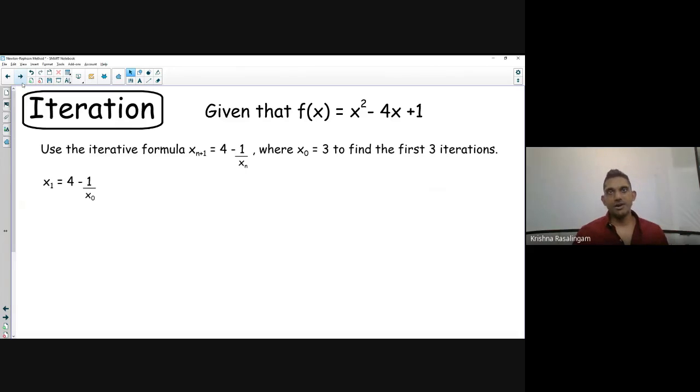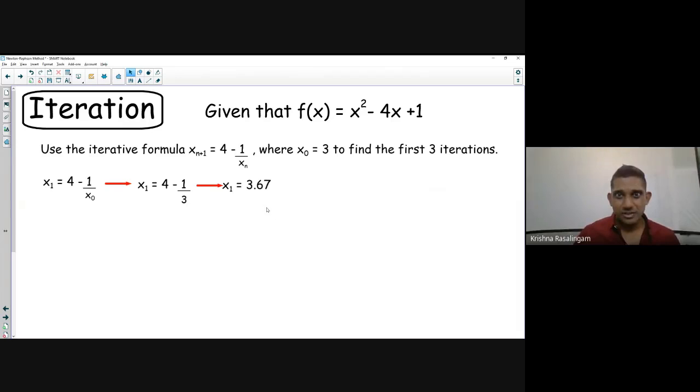Now, remember, I always describe this as if xn is today, what is xn plus 1? That's right, tomorrow. And if xn plus 1 is today, what was xn? Yesterday. So I'm going to sub in, when n is 0, I'm going to get this value. Yeah, because 0 plus 1 gives us x1. So x1 is 4 minus 1 over x0, which gives us 3.67.